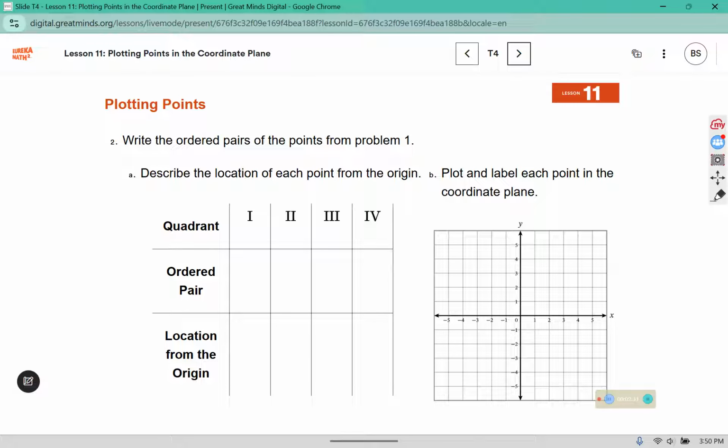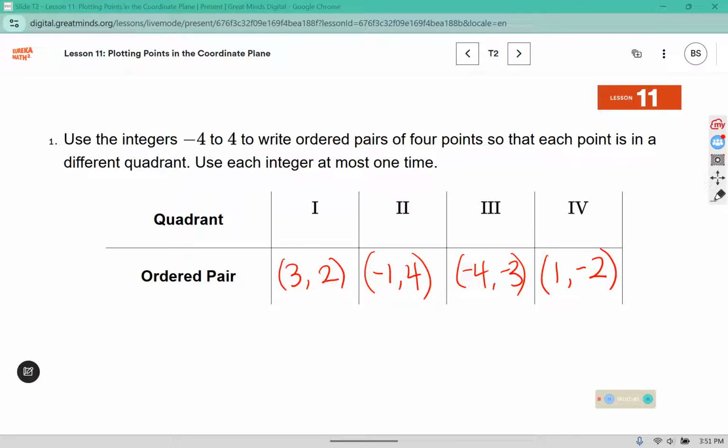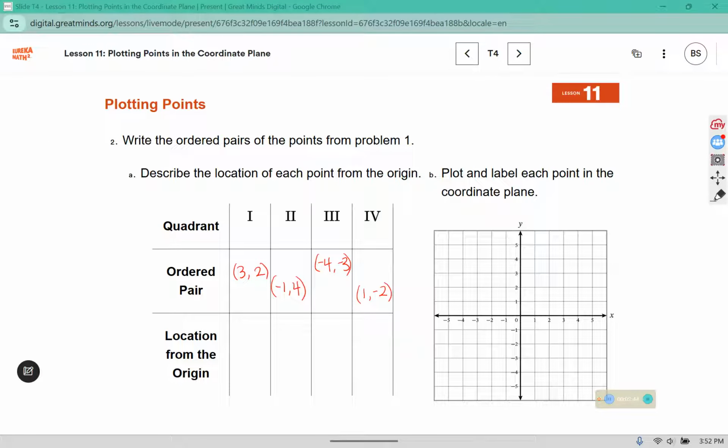Write the ordered pairs of the points from problem 1. Describe the location of each point from the origin. So we're going to go back to problem 1 and rewrite down those coordinates using these 4 points again. For the location section of this table, we are writing the way in which you would move to get to those. So this is right 3 and up 2.